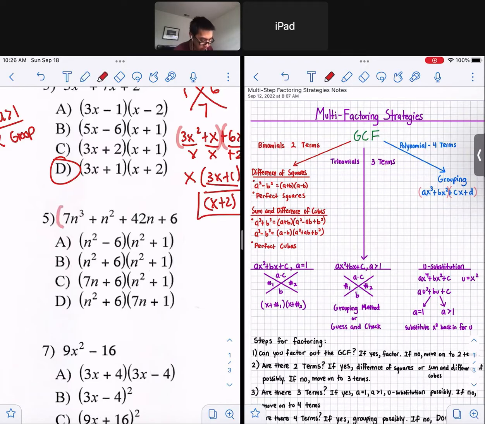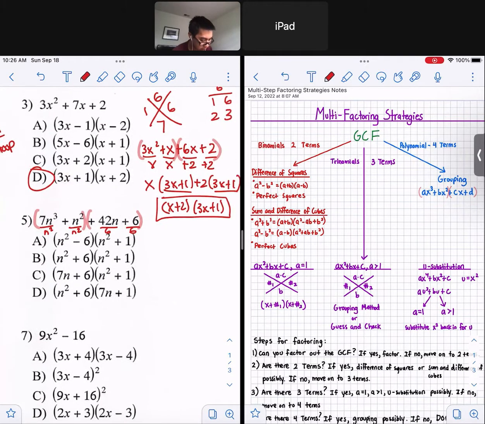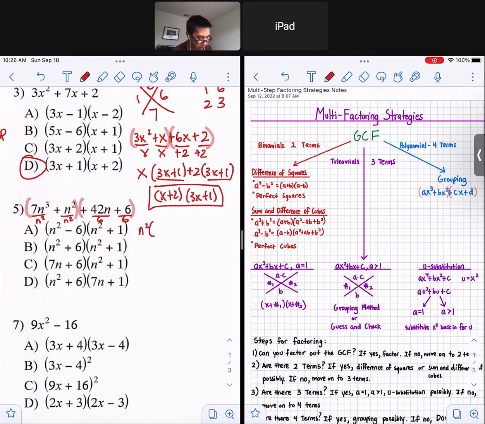So group. We can factor out an n squared from both of these, and we can factor out a 6. So factor out an n squared, we're going to get 7n plus 1. Factor out a 6, 7n plus 1. N squared plus 6 times 7n plus 1, which is going to be D.